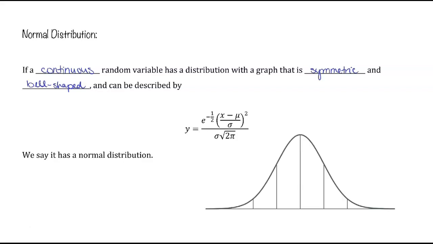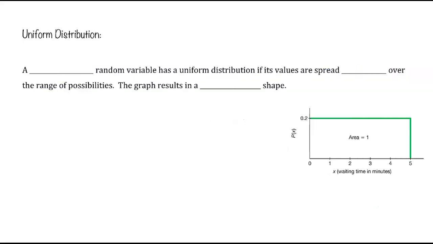But the graph of that equation is in fact this normal distribution, with mu as the mean and sigma as the standard deviation. We are also interested in what's called a uniform distribution. A continuous random variable has a uniform distribution if its values are spread evenly over the range of possibilities. The graph then results in a rectangular shape, just like you see pictured here. Notice that for each x value, the probability is exactly the same. We have the same height for the graph across the entire range of possibilities.